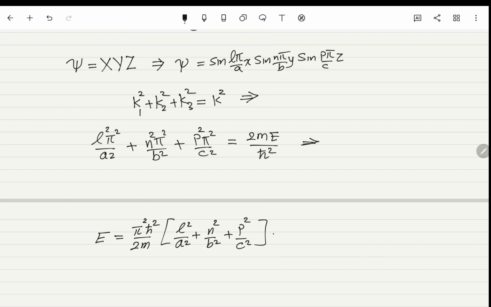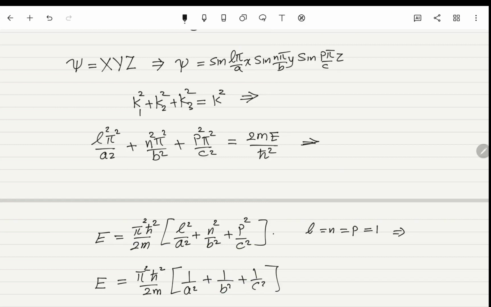Now, if we want to have the minimum value of E, set L equal n equal p equal to 1. Therefore, the minimum value of energy for an atomic particle in a box of dimensions A, B, and C will be equal to pi squared h bar squared over 2m times, with L, n, p equal to 1 in order to get the minimum energy, 1 over A squared plus 1 over B squared plus 1 over C squared.